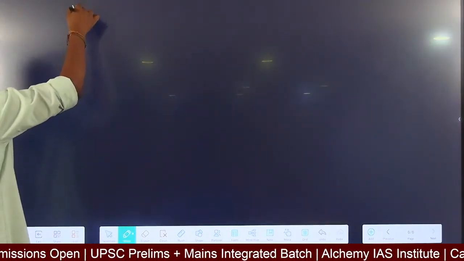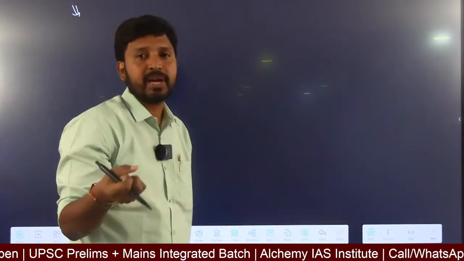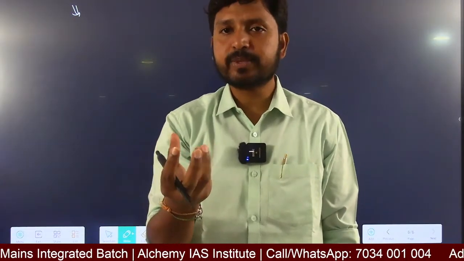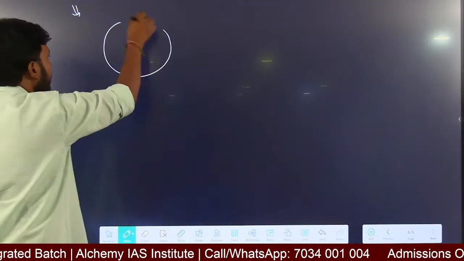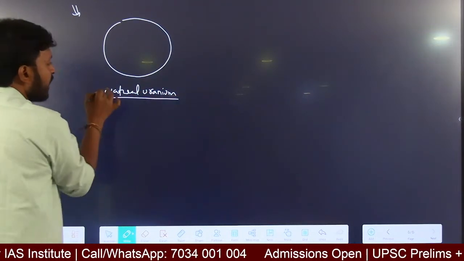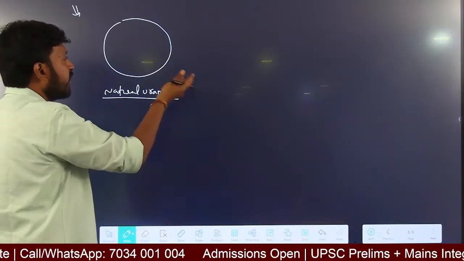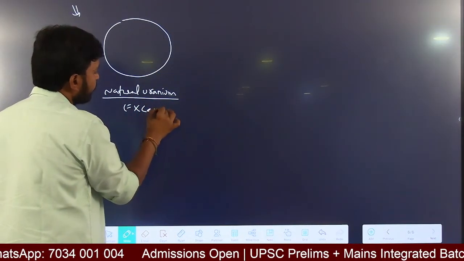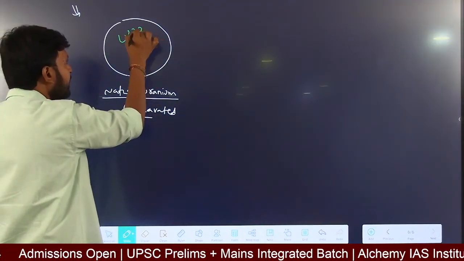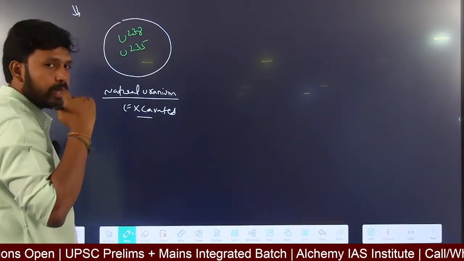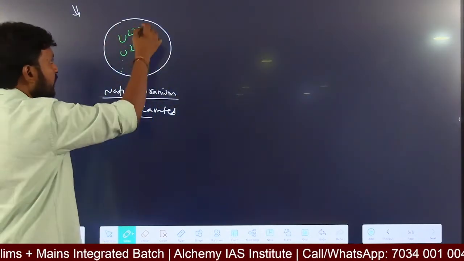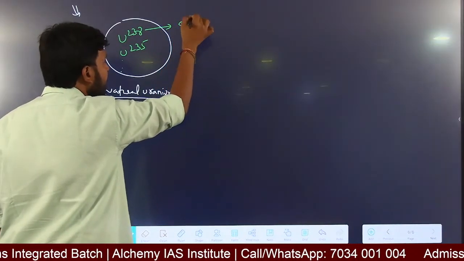For example, whatever uranium we excavate from the ground surface, that is uranium ore. When we excavate that, it is a natural substance, right? So assume this is the natural uranium which we have excavated. This majorly consists of uranium 238 and uranium 235. In natural uranium other things are also there, but the majority portion is uranium 238.